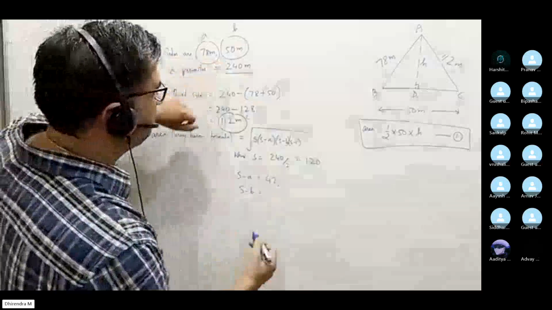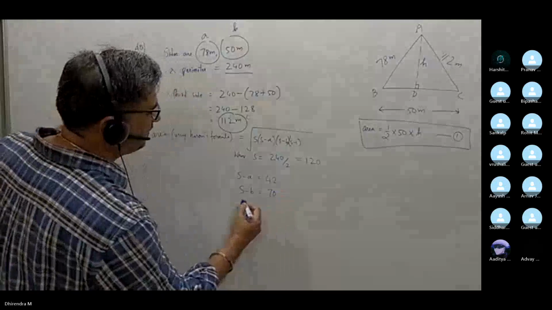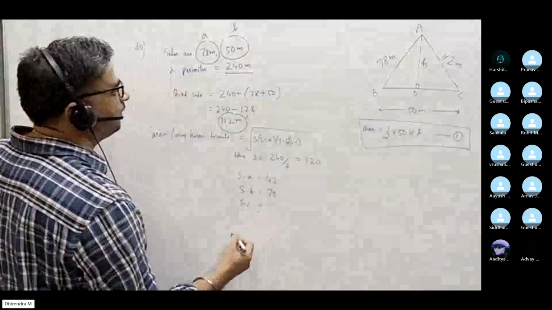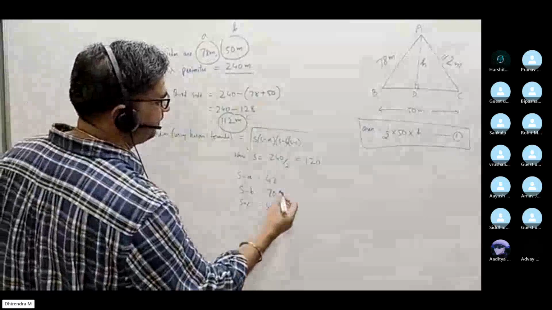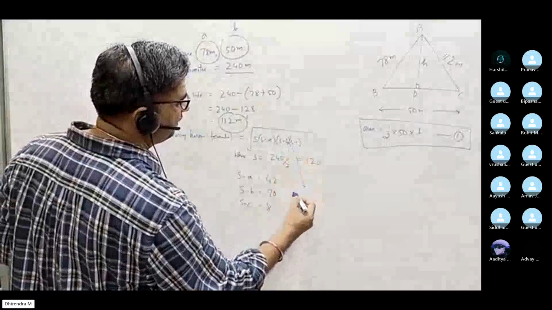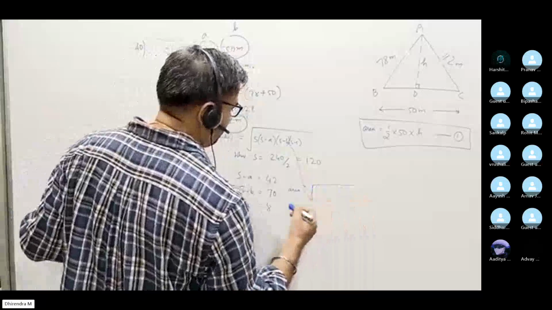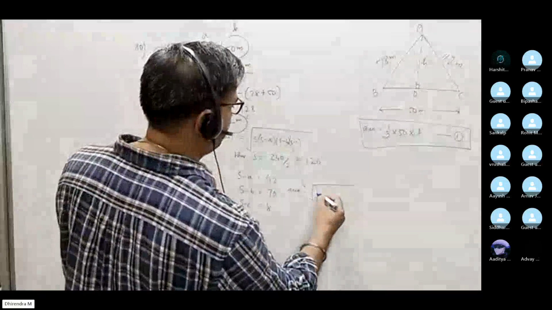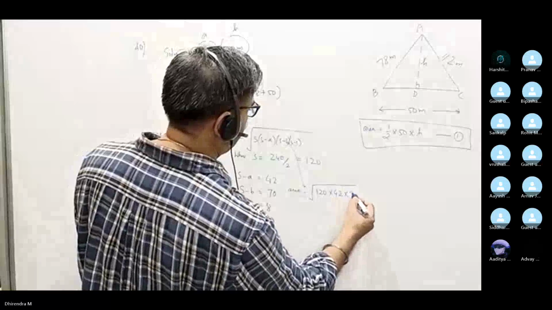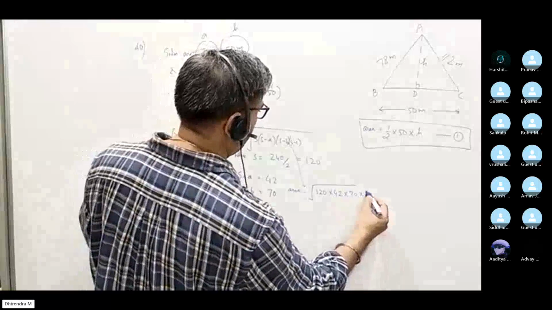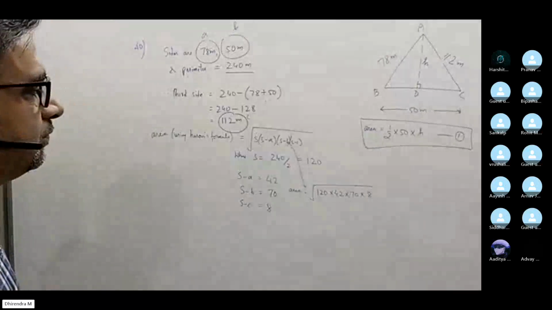S minus B is 120 minus 50. So that's 70. And S minus C, hey folks, are you following? S minus C is 120 minus 112. So this is 8. So if you apply all of these over here, area will be how much? Area will be equal to S, which is 120, into 42 into 70 into 8. Convinced all of you?